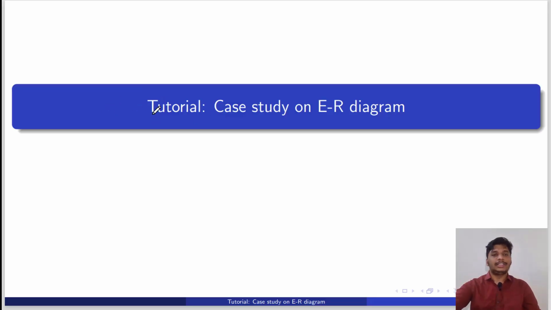Hello everyone. In this tutorial, we are going to discuss a case study on ER diagram. This ER diagram part is covered in week 4. So before watching this tutorial, I recommend you first watch those week 4 contents and then see this tutorial. Okay, so now let's start.